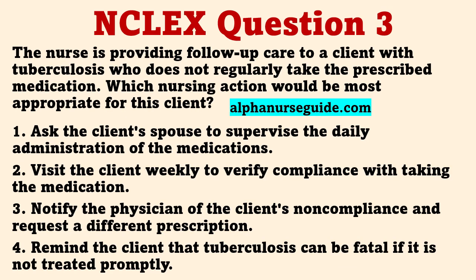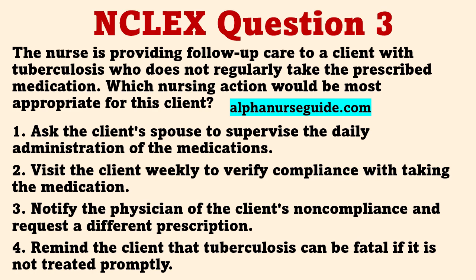The nurse is providing follow-up care to a client with tuberculosis who does not regularly take the prescribed medication. Which nursing action would be most appropriate for this client? 1. Ask the client's spouse to supervise the daily administration of the medications. 2. Visit the client weekly to verify compliance with taking the medication. 3. Notify the physician of the client's noncompliance and request a different prescription. 4. Remind the client that tuberculosis can be fatal if it is not treated promptly.